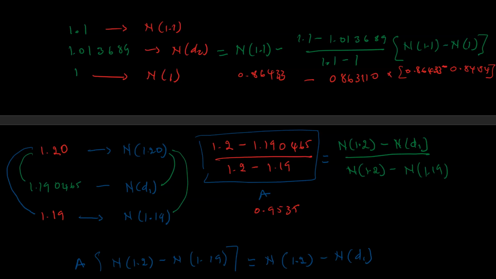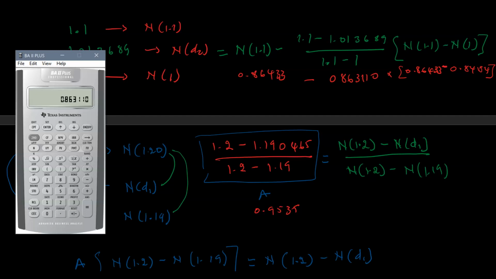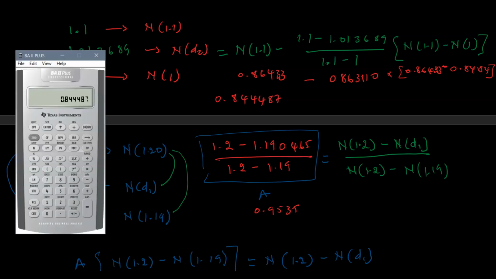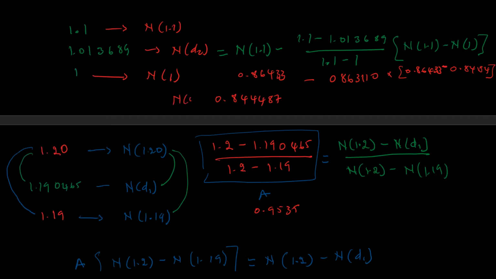And so let's do just that. We have the following. We have 0.86433 minus 0.84134 equal, we multiply that by 0.863110 equal, we put a minus sign in front and we add 0.86433 equal. So our ND2 is going to be equal to 0.844487. Let's verify that. 0.844487. That's going to be ND2.